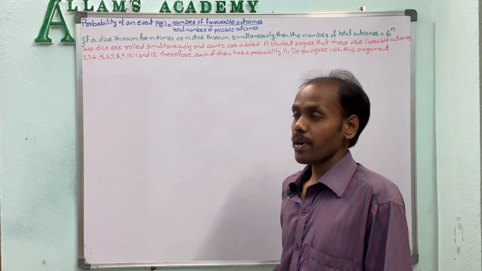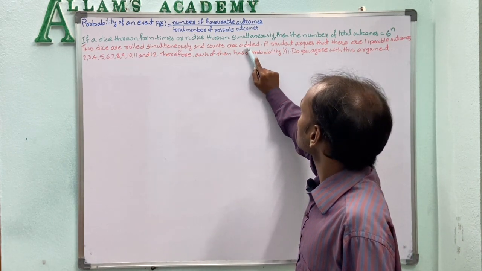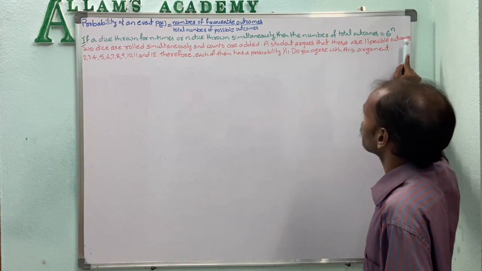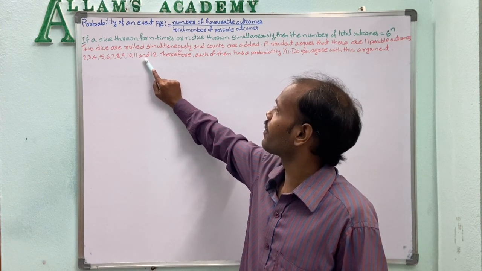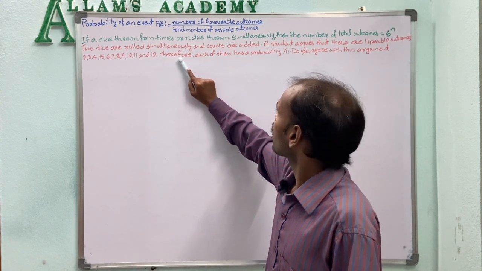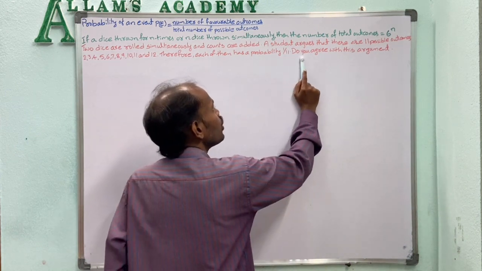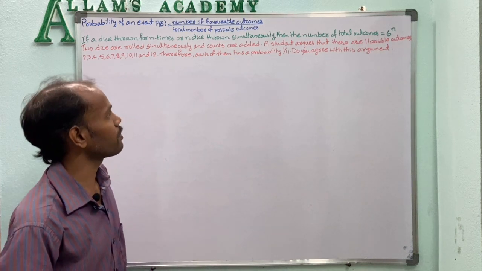Here is the given problem: if two dice are rolled simultaneously and the counts are added, a student argues that there are 11 possible outcomes: 2, 3, 4, 5, 6, 7, 8, 9, 10, 11 and 12. Therefore, each of them has a probability of 1 by 11. Do you agree with this argument? That is the problem given here.